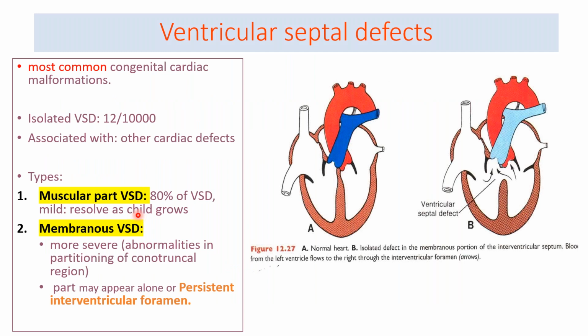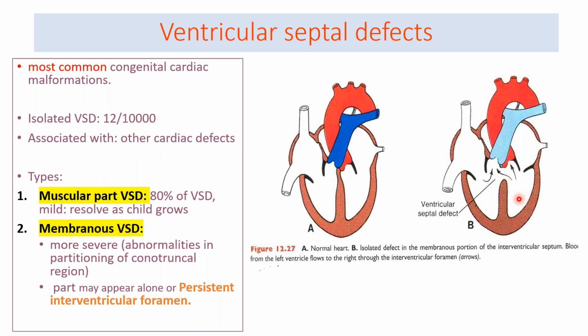So now we come to the ventricular septal defect. Now we know how a normal interventricular septum, the muscular and the membranous part of the interventricular septum, is formed. This second picture shows the ventricular septal defect. This is the most common congenital cardiac malformation, and isolated cases are 12 per 10,000 births, and they may be associated with other cardiac defects also.